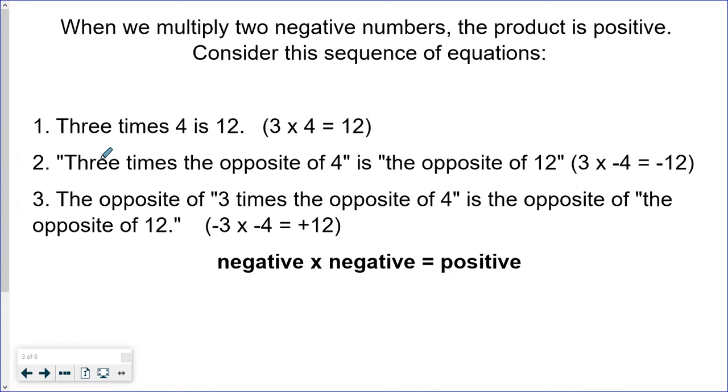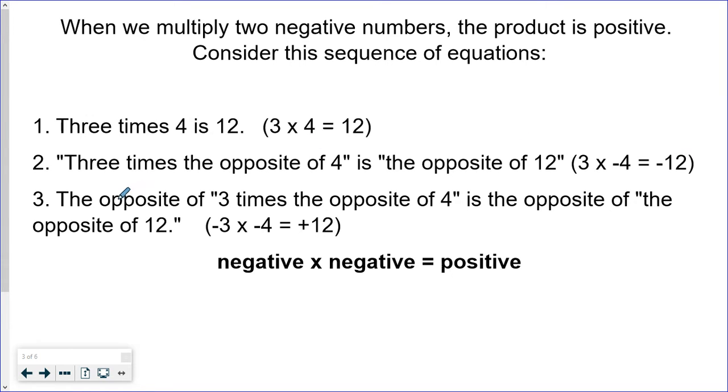What about if I write this out? 3 times the opposite of 4 is the opposite of 12. Well, what is the opposite of 4? The opposite of 4 is negative 4. What's the opposite of 12? Negative 12. So if I take 3 times the opposite of 4, that's going to give me the opposite of 12, which is negative 12.